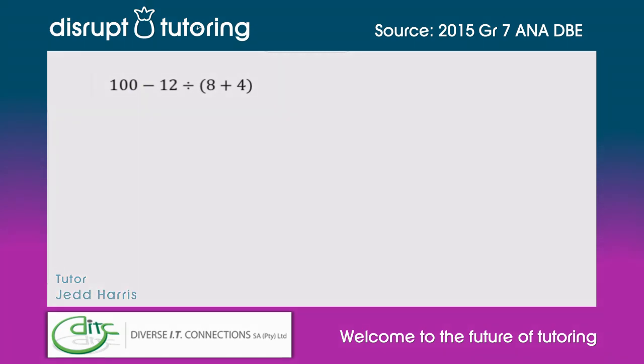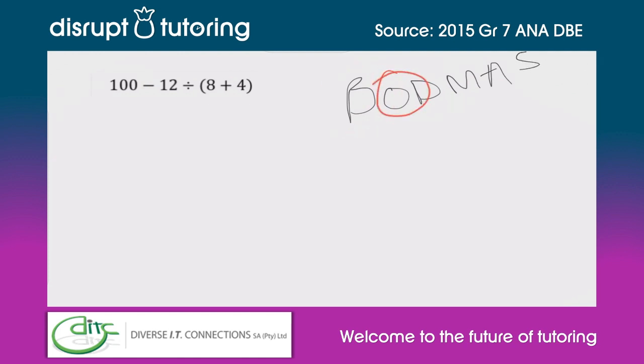Today we've got quite an exciting BODMAS example. So let me write BODMAS out before we get into it. B-O-D-M-A-S. Okay, so what does BODMAS mean? It means brackets, then of, then divide, then multiply, then add, then subtract.